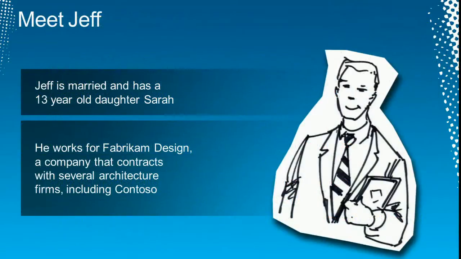So I'm going to give you some scenarios now. We'll introduce our character, Jeff, married with a 13-year-old daughter. He works for one of our famous companies, Fabricam, and consults with companies like Contoso.